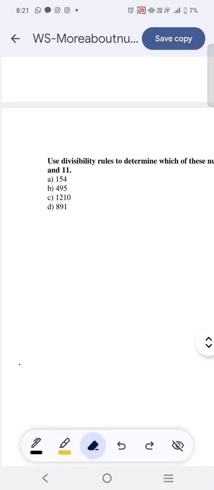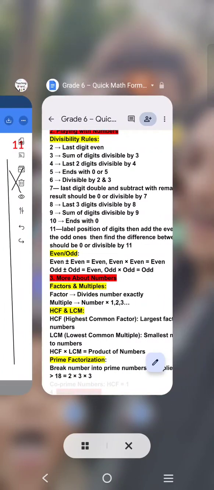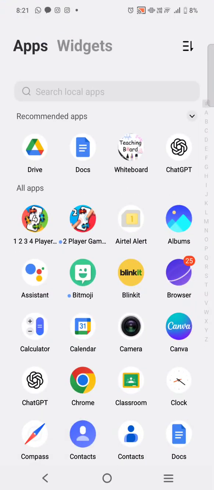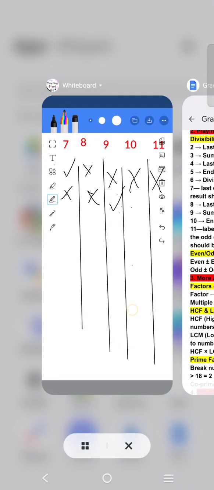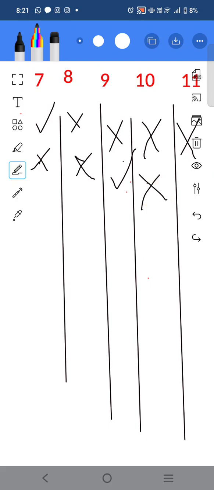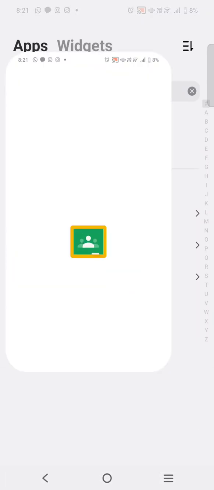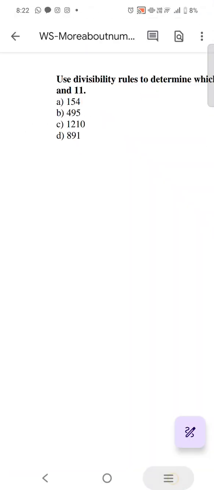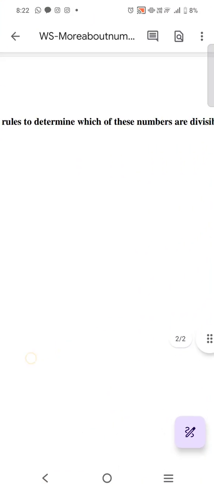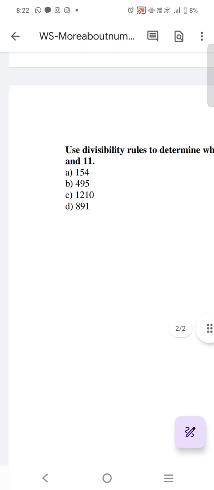This should be ending with 0, but it isn't, which means that it isn't divisible by 10. Okay, let's see the next question. Oh my goodness, I just backed it up. So this is not divisible. Next one is by 11, right?